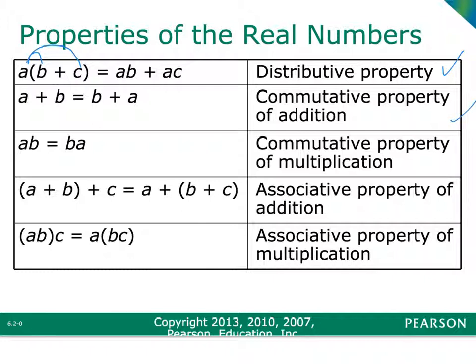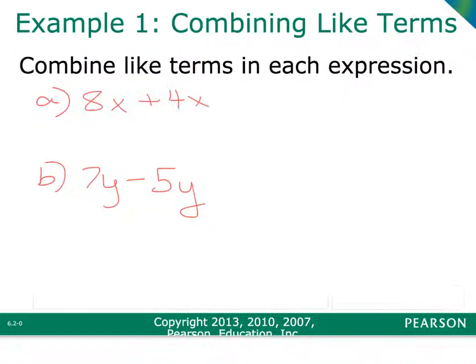There are two commutative properties. Commutative properties just means you can change the order of addition or you can change the order of multiplication if it makes it easier for you. And there are two associative properties. Associative properties just means you can change the way that you've grouped the numbers, and that is not going to change your answer. So for example, let's do a couple problems of just combining like terms.